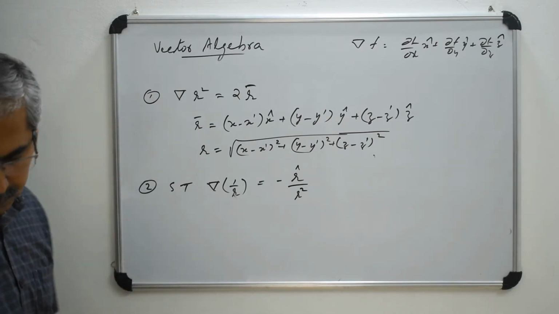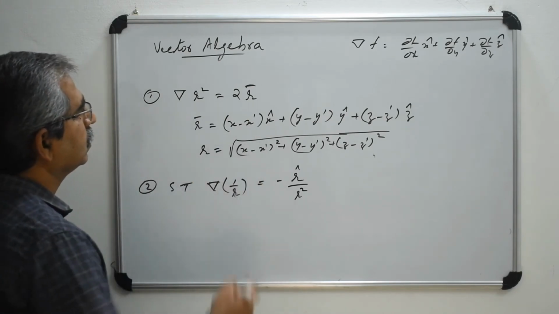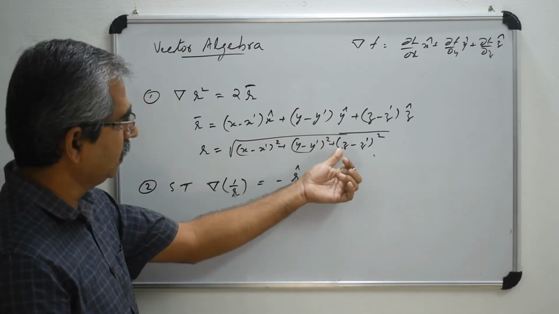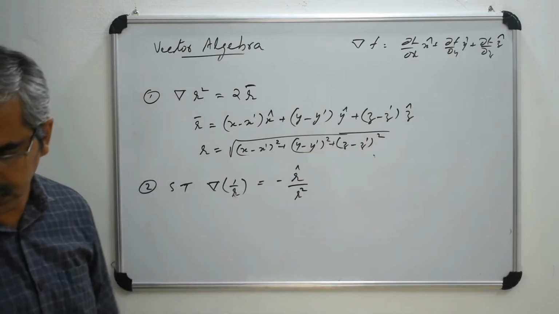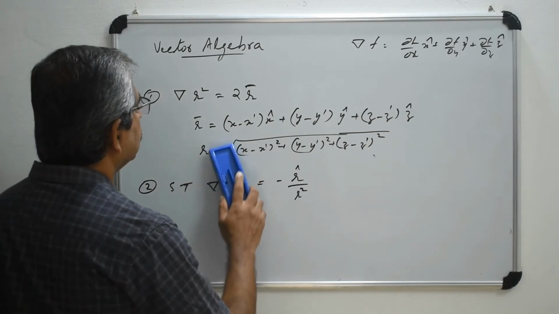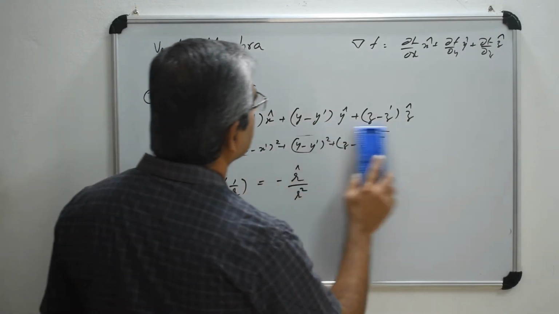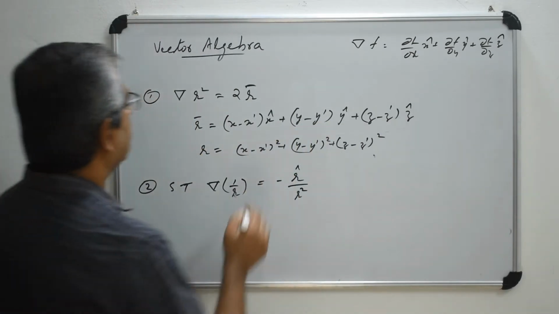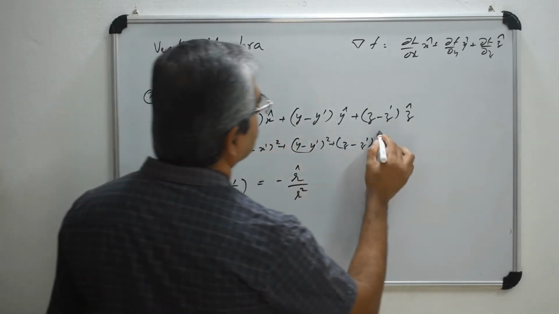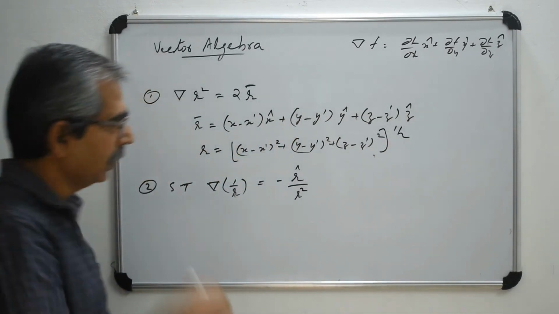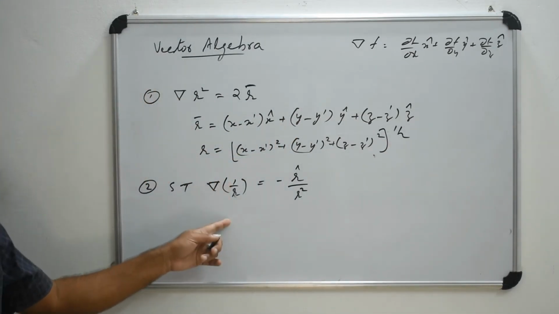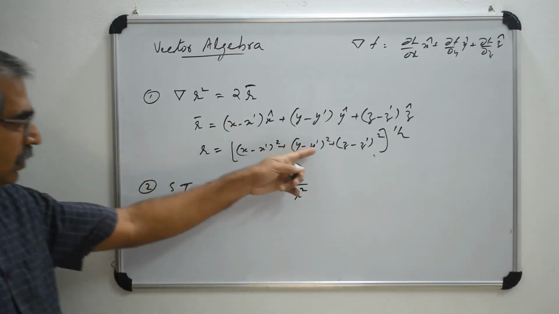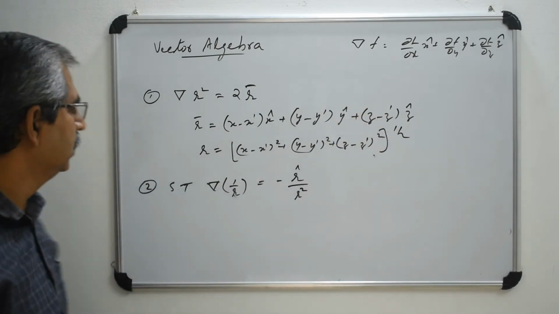Okay, now what is r? r is equal to x minus x dash the whole square plus y minus y dash the whole square plus z minus z dash the whole square, raised to half. So this is del of 1 by r. 1 by r means that is equal to this one raised to minus half, isn't it?